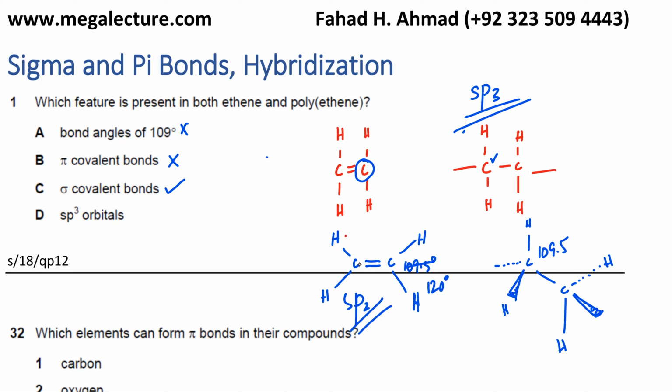Okay. So let's continue tomorrow. We'll try and do questions and we'll revise all of this. Make sure you go over sigma and pi bonds, sp3 and sp2 hybridization, and the bond angles as well. Okay. Let's continue next time.